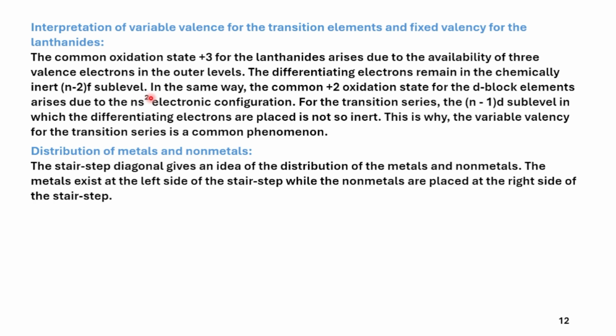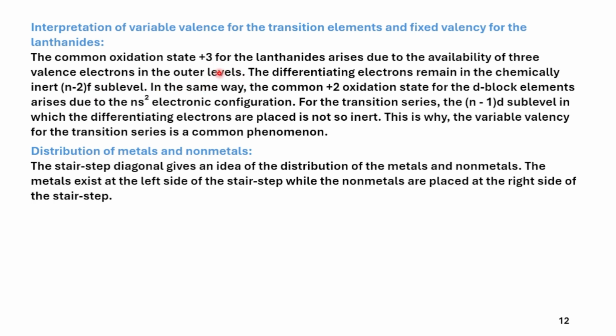What is happening when we go to the lanthanide or actinide elements, the f block elements, is that the last electron goes in the (n-2)f sublevel. For example, if you take cerium or praseodymium, the last electron will go to the 4f. But if you see cerium's electron configuration, it is 4f1 5d1 6s2. So although the last electron is going to the (n-2)f sublevel, meaning 4f, it already has 1 electron in the 5d and 2 electrons in the 6s.